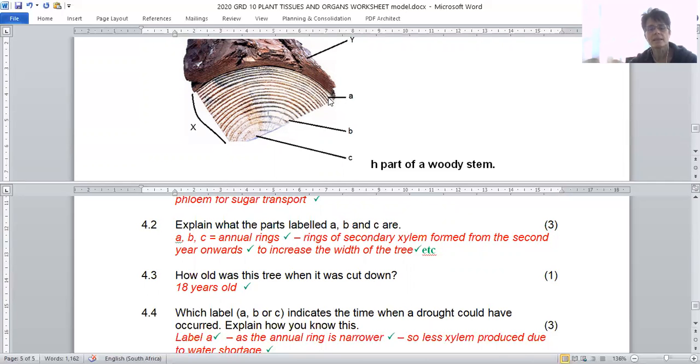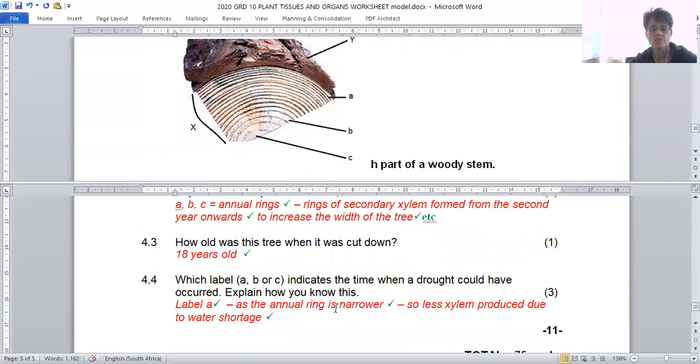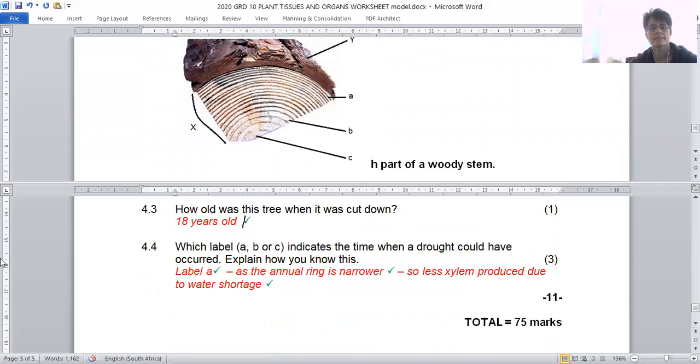This one, A, little a, because the annual ring is narrower, so there was less xylem produced because of the water source shortage. And that's the end of that worksheet. So it's quite a comprehensive worksheet, just getting you to go through everything so that it makes a little bit more sense.